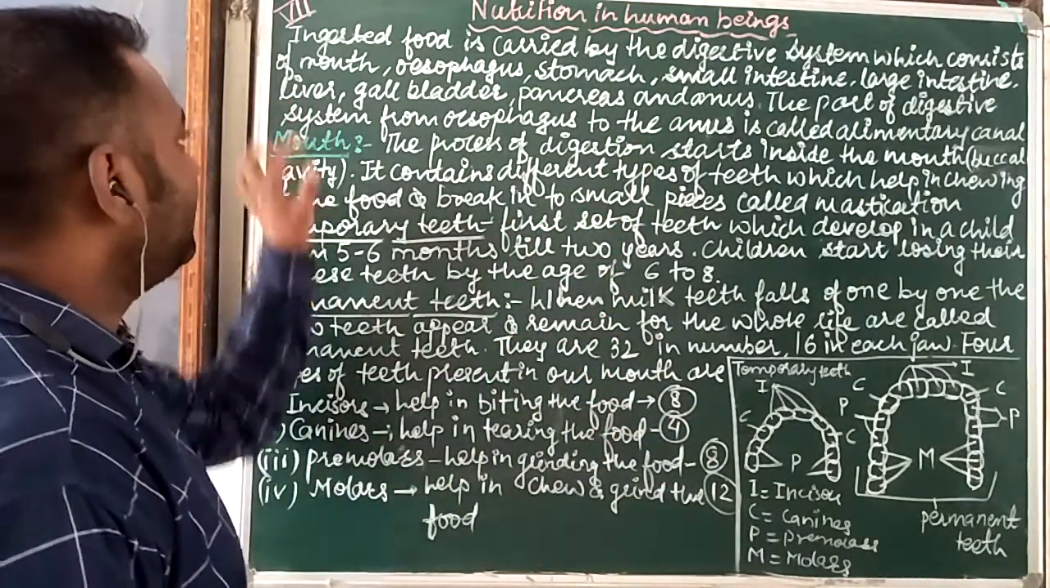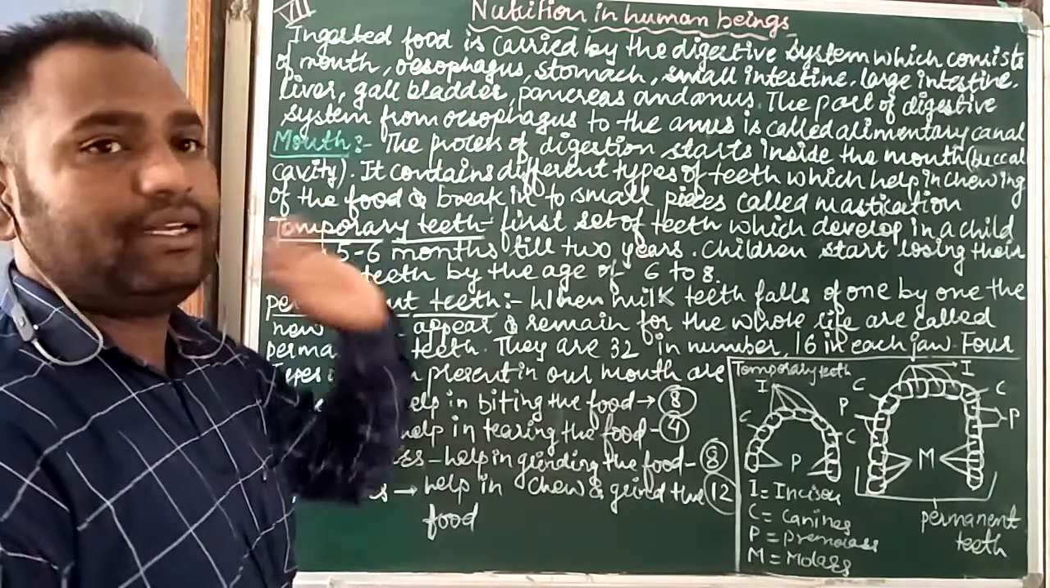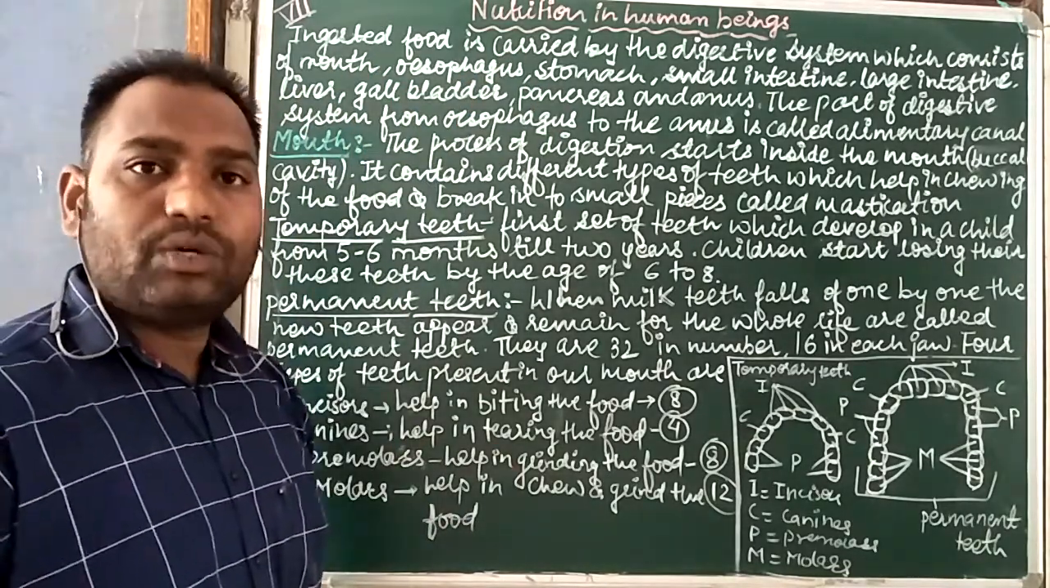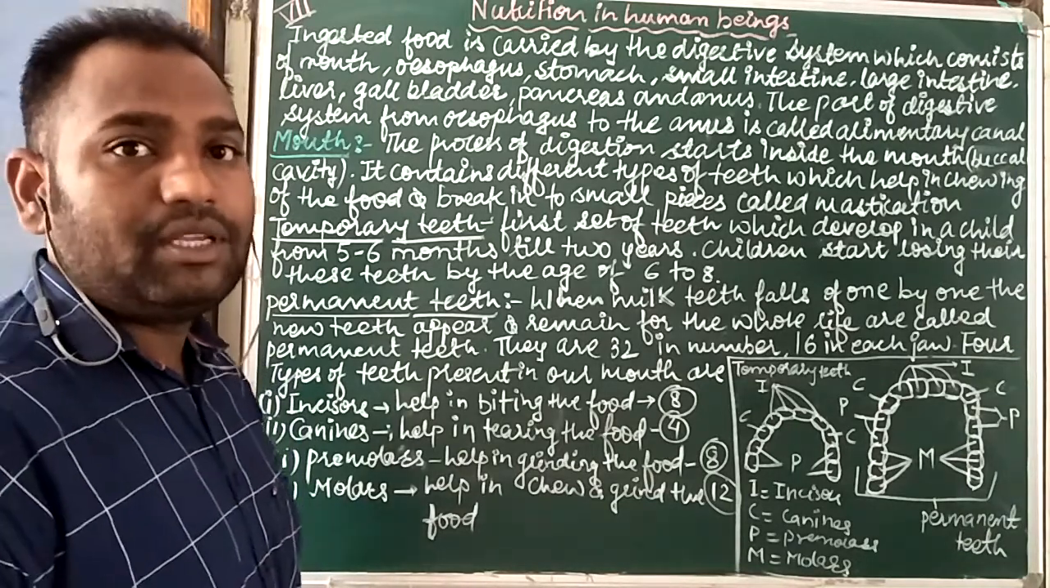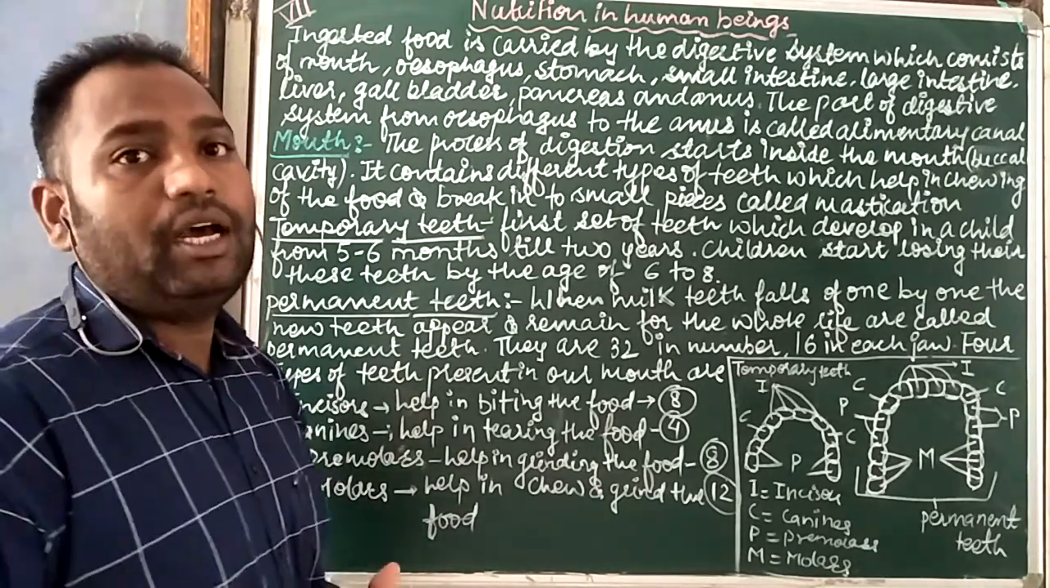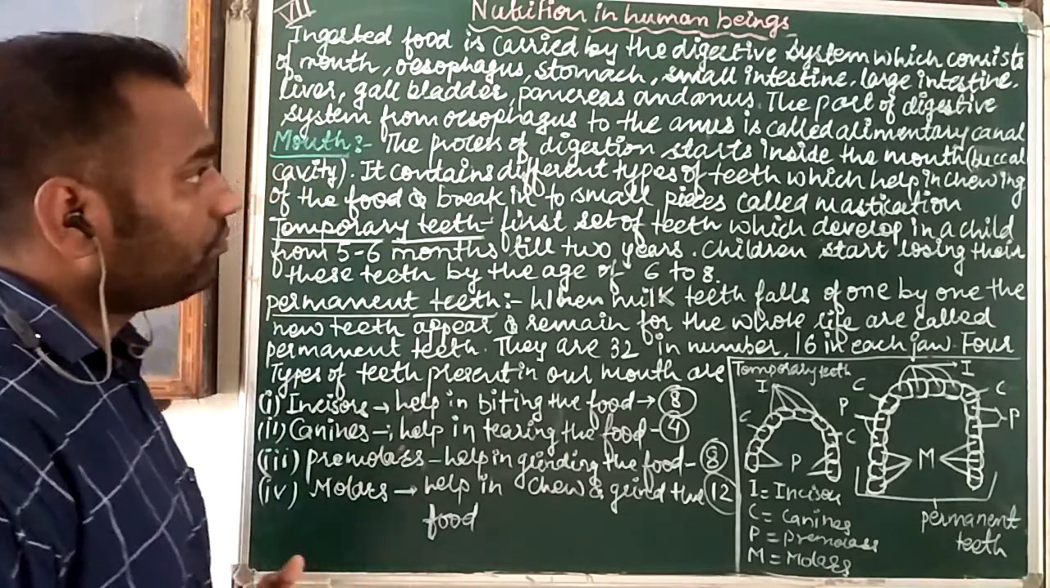Here the liver, gallbladder and pancreas are only glands which secrete some juices, some enzymes which help in digestion of food.